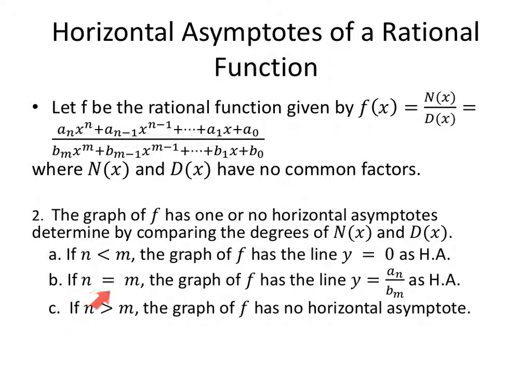If n equals m, so the degree of the numerator is equal to the degree of the denominator, the graph has the line y equals the ratio of the leading coefficients, a sub n over b sub n, as a horizontal asymptote. If the degree of the numerator is larger than the degree of the denominator, the graph has no horizontal asymptotes. It might have other types of asymptotes, but it won't have a horizontal one. All right, remember these, just know them for now. With calculus, we can prove why these are true.